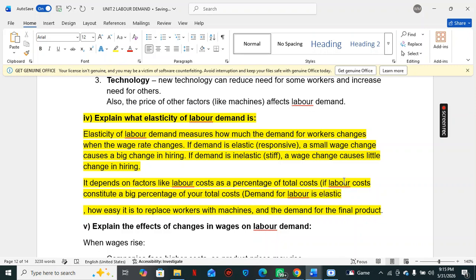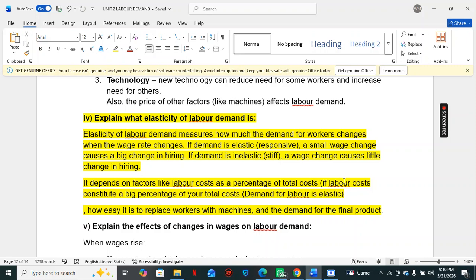Meaning, if the wage rate even increases by 1%, your total costs are also going to increase by a big amount. So, if the wage rate increases by 1% and you know that your total costs are going to increase by a big amount, what would you do? You're going to demand fewer workers, because if you demand more workers, your costs are going to skyrocket. So if labor is a big percentage of your total costs, demand for labor is elastic. Any small change in the wage rate is going to affect your company's demand for labor.